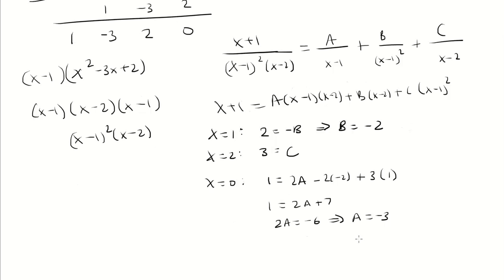So now I can rewrite this. First one is a over x minus 1, which a we said is negative 3. The next one is b over x minus 1 squared. That's negative 2. Last one is c over x minus 2. c we said is 3.